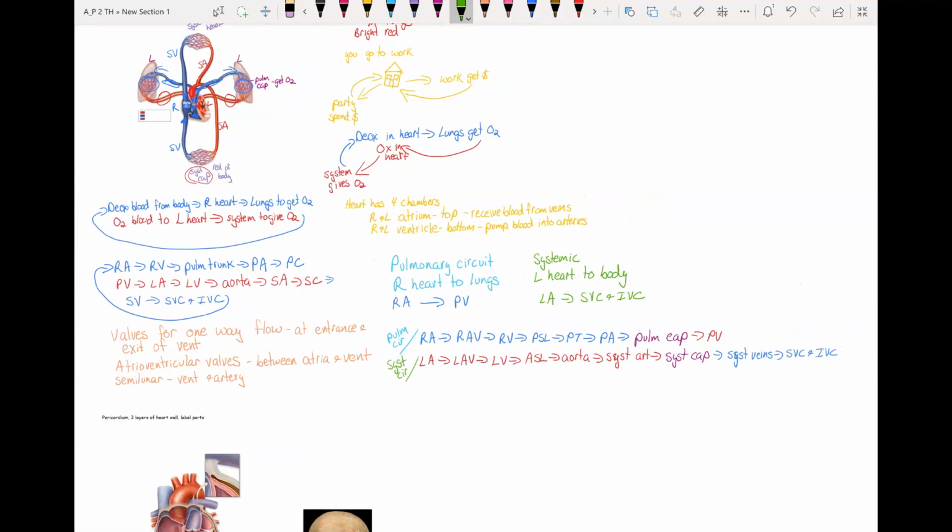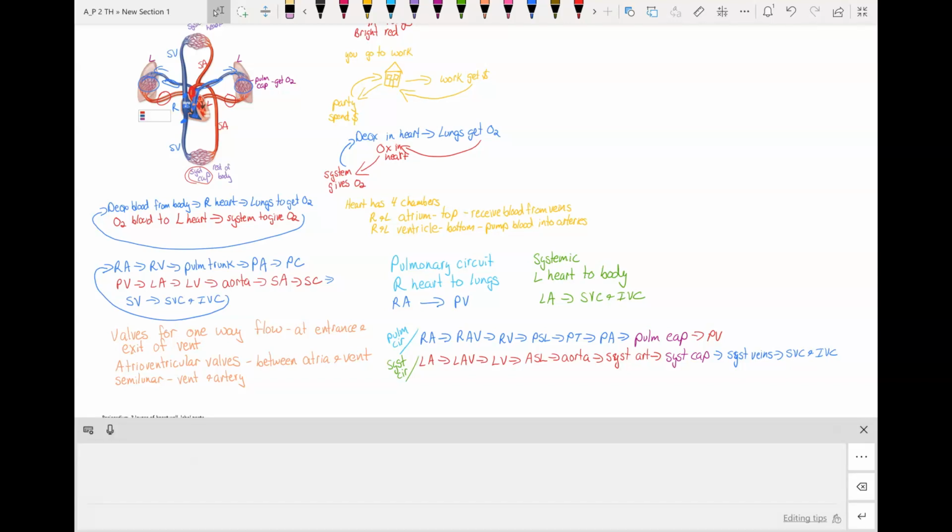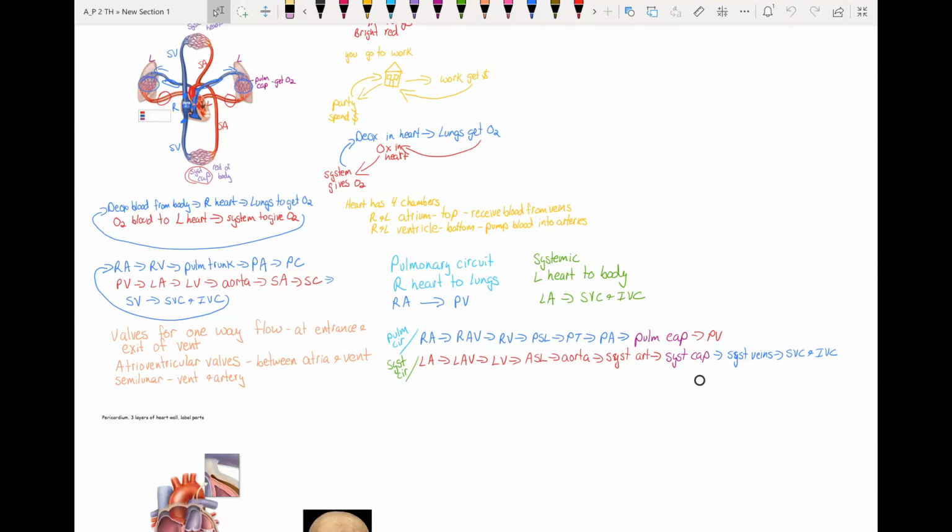So practice this. The rest of the chapter, you're going to need to know this flow of blood through the heart and lungs and body. So review this, practice this. You should be able to list it all out. If I say start at the right atrium, you should be able to trace the path of blood and follow it on a picture all the way through the heart, to the lungs, back to the heart, through the body, and back to the heart again.